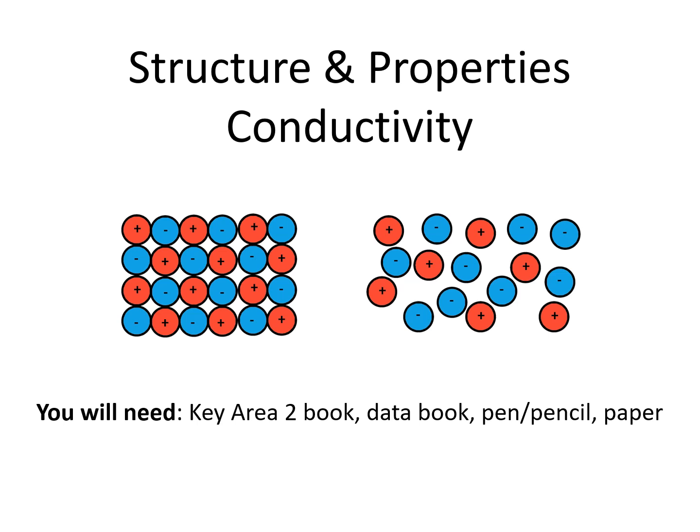Today we're going to be looking at the structure and properties of chemicals and look to see how that affects their conductivity. So you're going to need the following. You're going to need your key area 2 book, a data book, a pen and a pencil, and also some paper to do some of the questions that are going to appear.